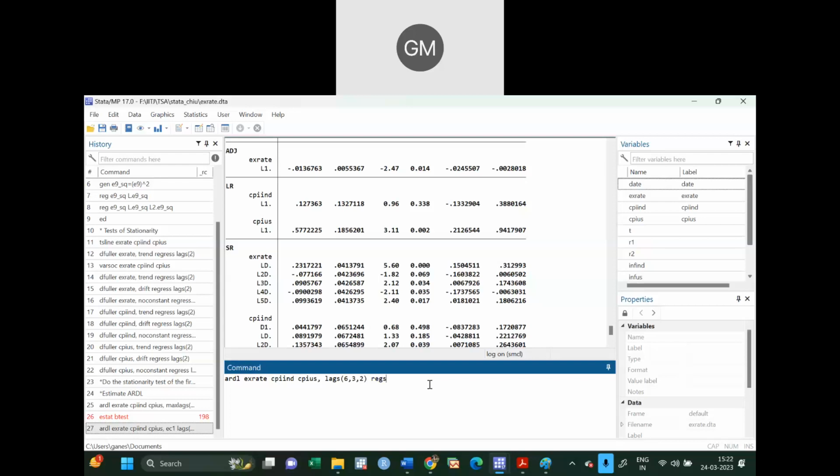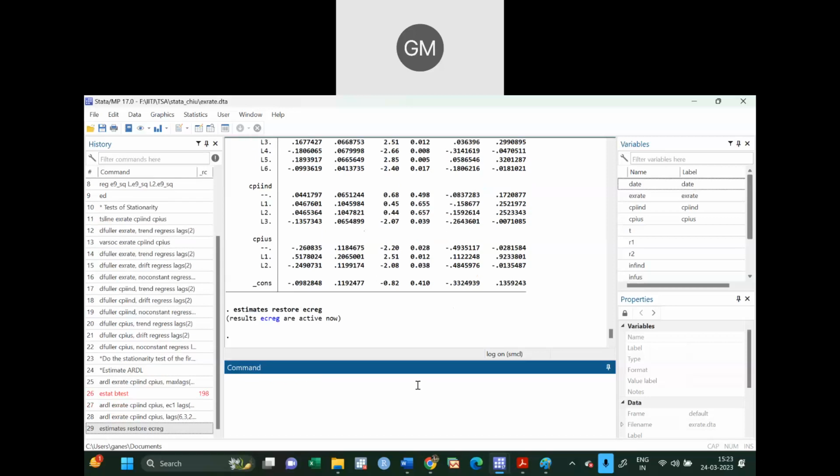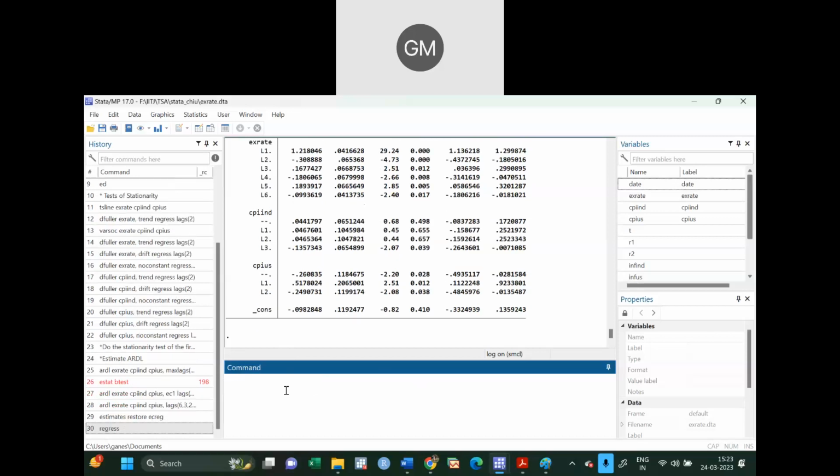reg store, EC reg, estimates restore, EC reg. We are storing it. Now EC reg is active, so we can check the EC reg. Is regress, then is Durbin Watson, D Watson.